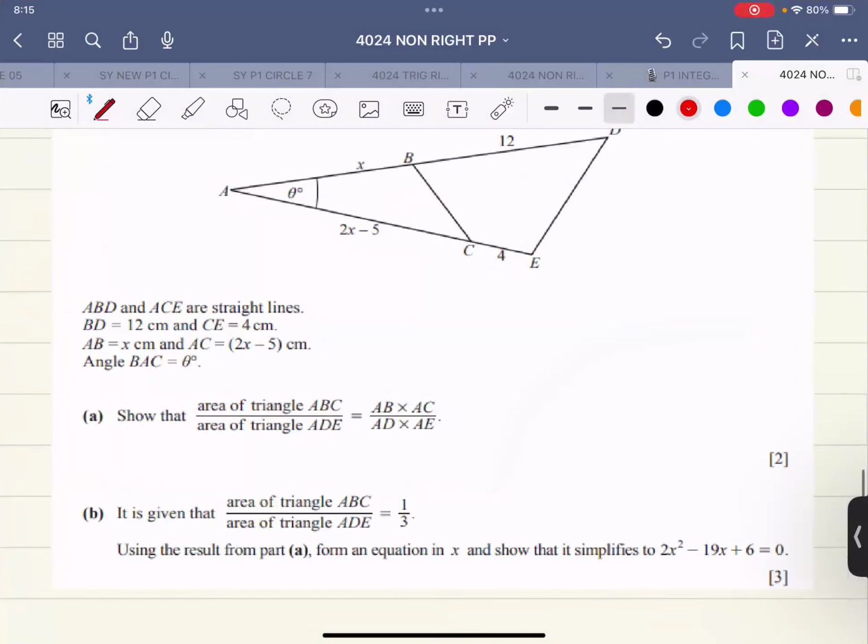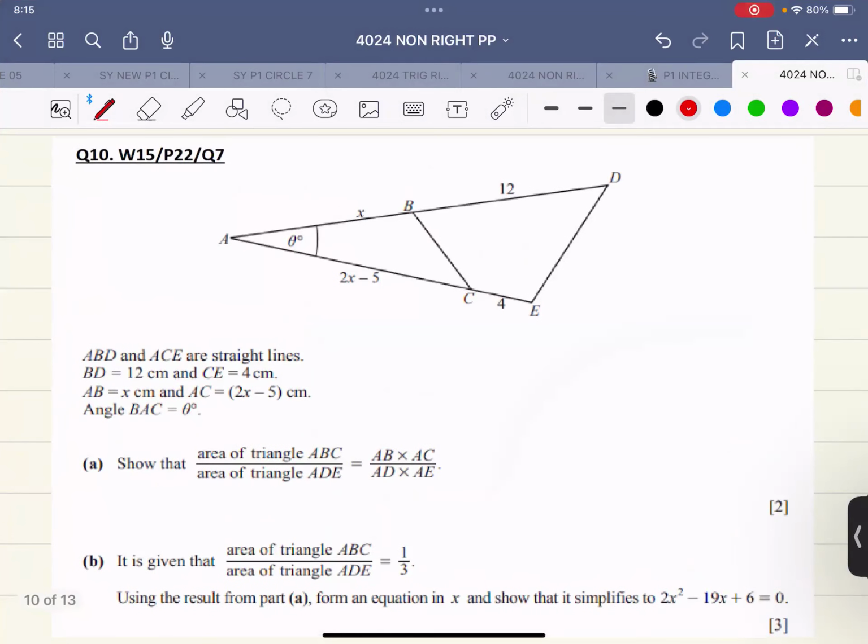Now, if we look at this question, it says ABD and ACE are straight lines. So ABD and ACE are straight lines. BD is 12. So this much is 12. CE is 4. AB is x. And AC is 2x minus 5. So let me label it in 4 colors so we can visually see what exactly is happening. First color, second color, the third color, and the fourth color.